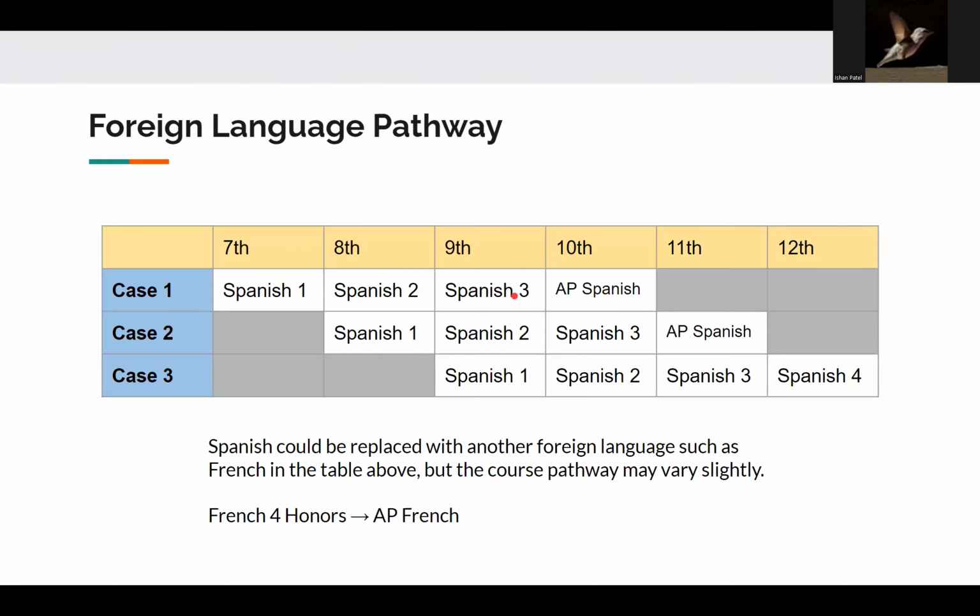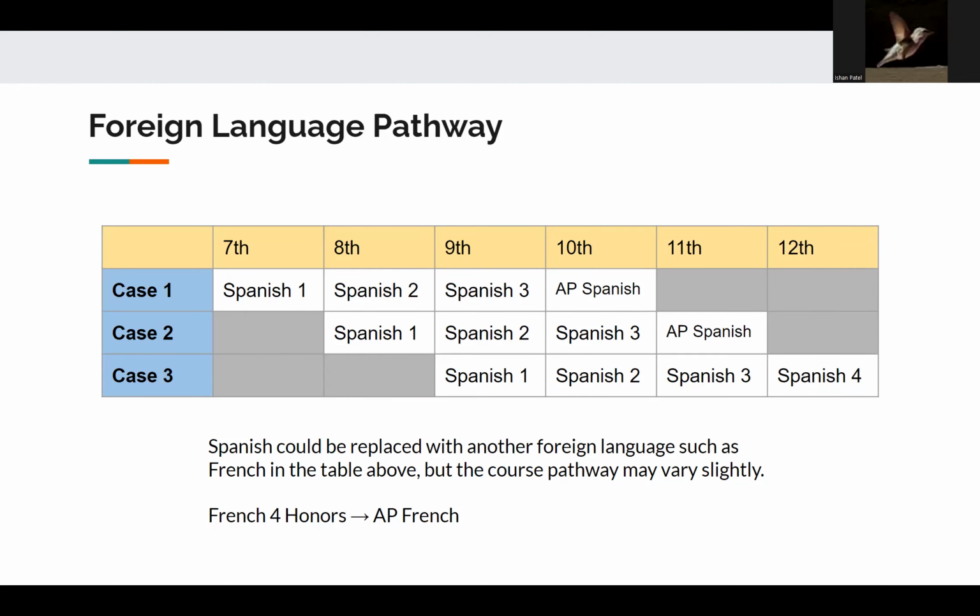Okay, so now we'll be going into the foreign language pathway. Usually in Fremont Unified, students take Spanish or French. In school, those are the only two that are available. There are three cases that usually happen. Students either start Spanish 1 in 7th grade, 8th grade, or 9th grade. Some start in 10th grade, but that's too late.